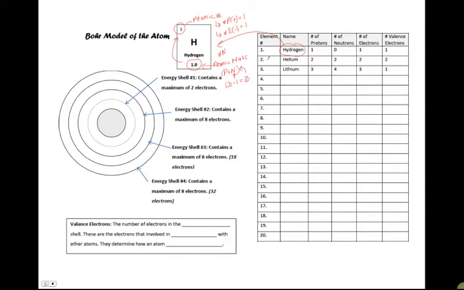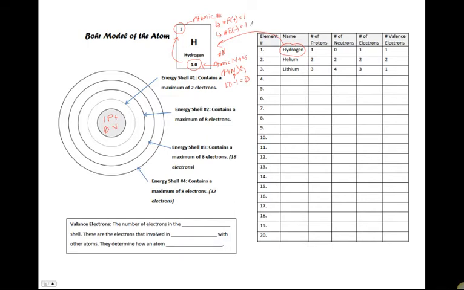So hydrogen actually is the only element, the only atom in its normal state, that has 0 neutrons. So now we're going to take a look at the Bohr model. And the first thing we're going to do is fill in the information for the nucleus of the atom. So we now know that hydrogen has 1 proton and 0 neutrons.